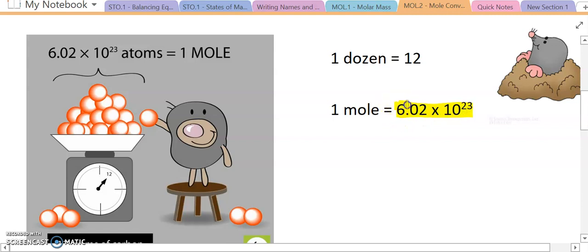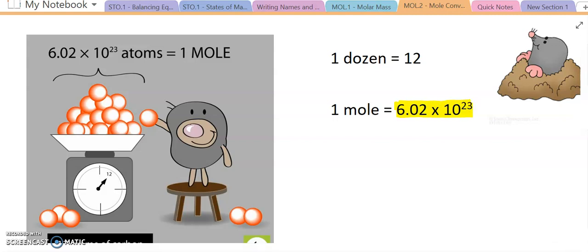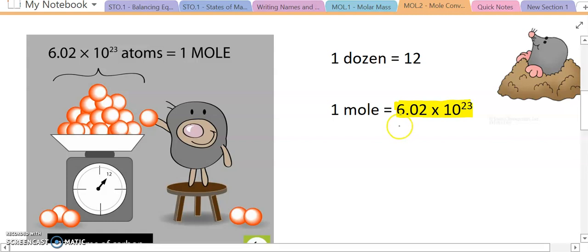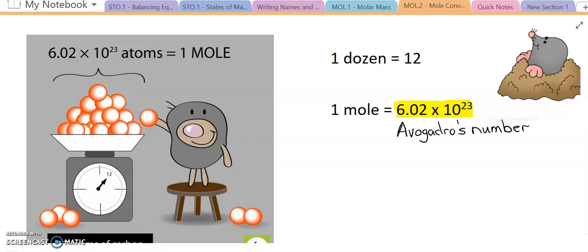So I can have a dozen donuts, which would be 12 donuts. I can have a mole of donuts, which would be 602 billion trillion donuts. Okay, I think I'll stick with a dozen. A mole, 6.02 times 10 to the 23rd, is referred to as Avogadro's number, named after the guy who came up with the concept. Avogadro lived hundreds of years ago, but this number has been tested and remains to be true.